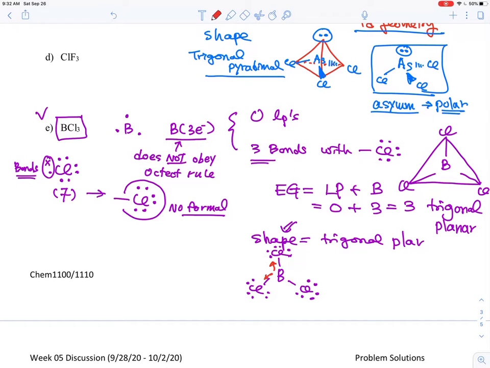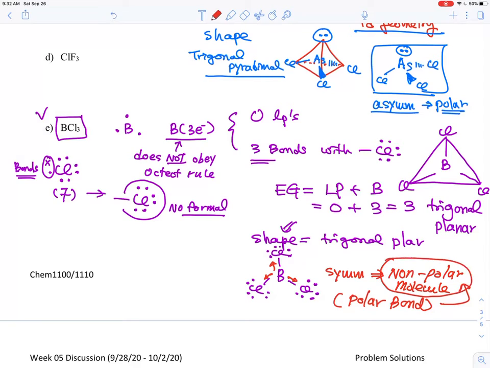The electrons are being pulled these 3 ways, and they cancel out each other. This is symmetric, and therefore a non-polar molecule because of the shape. So remember that it has polar bonds, but because of the shape, the molecule itself is non-polar.